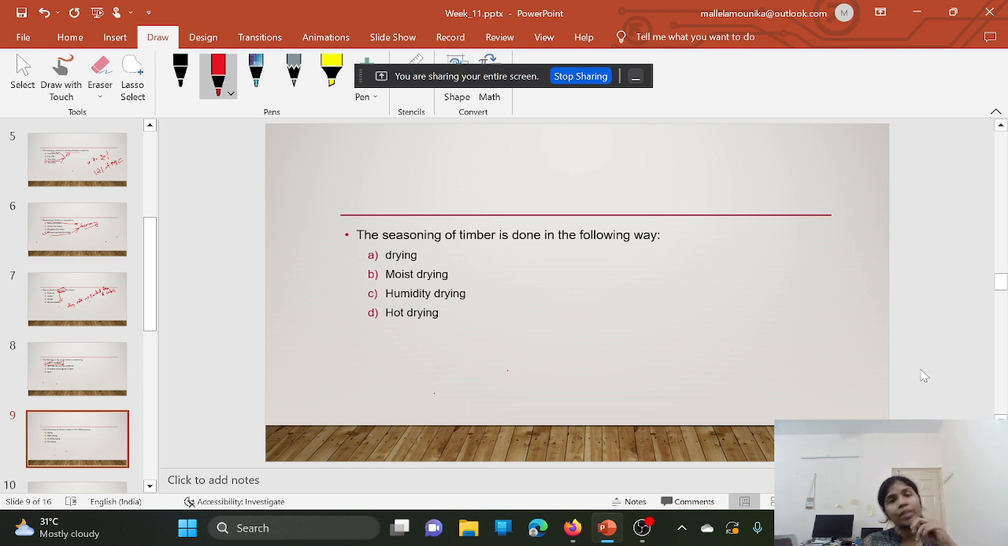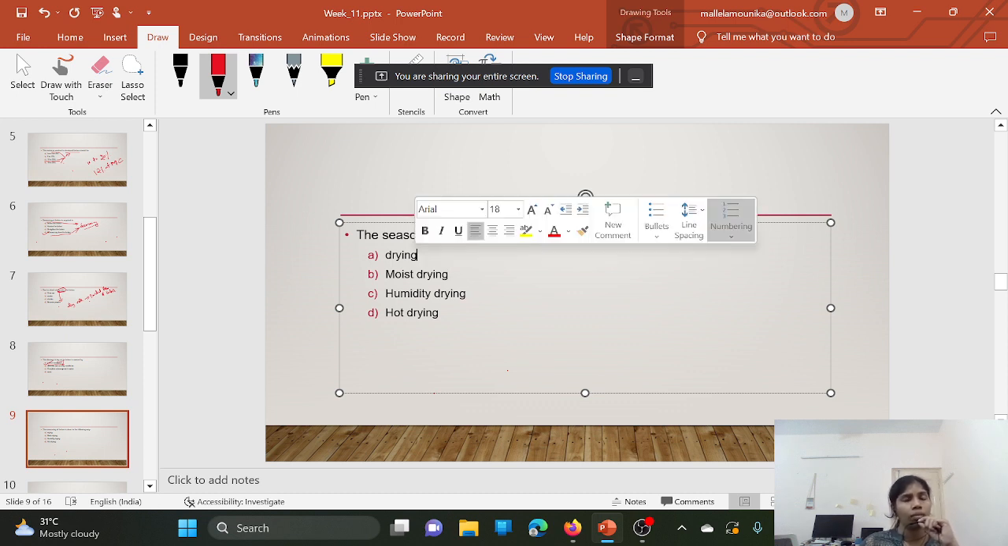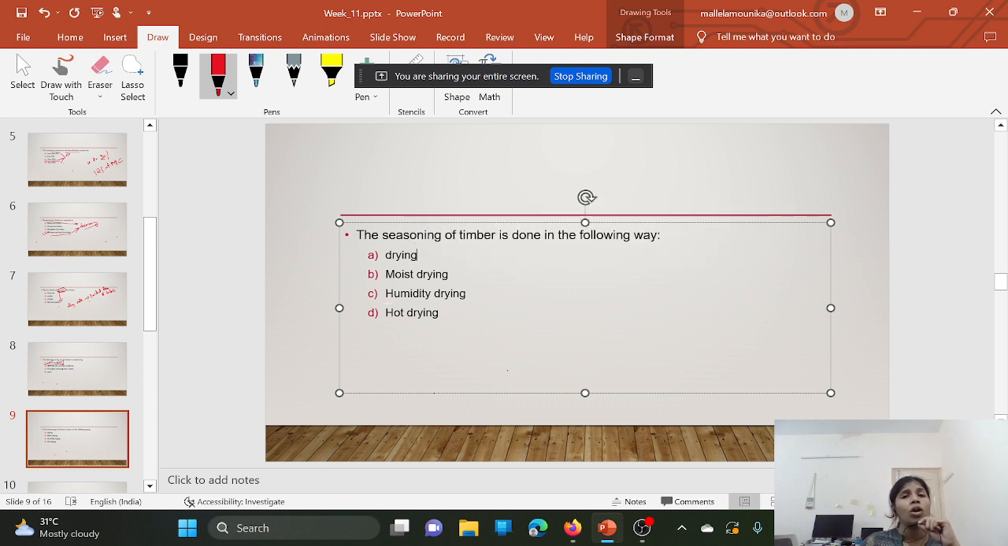See, I have explained the process of seasoning, right? I have given a detailed explanation of the process of seasoning. So I think you will be able to answer this question. Like, the seasoning of timber is done in the following way. How are we doing this drying, like seasoning? Whether we are making use of drying, or moist drying, or humidity drying, or hot drying.